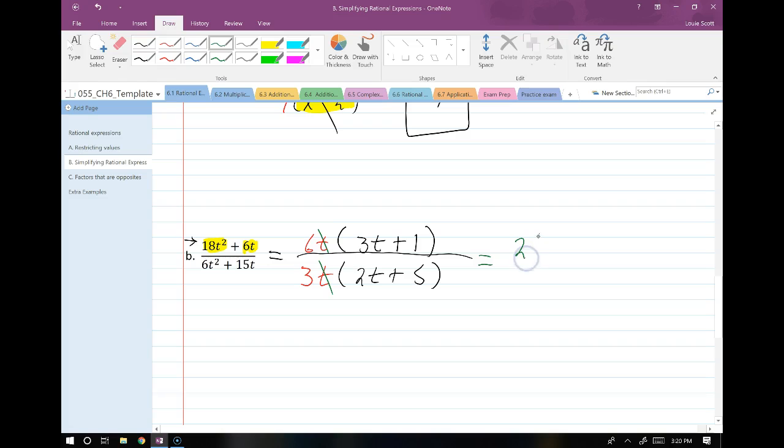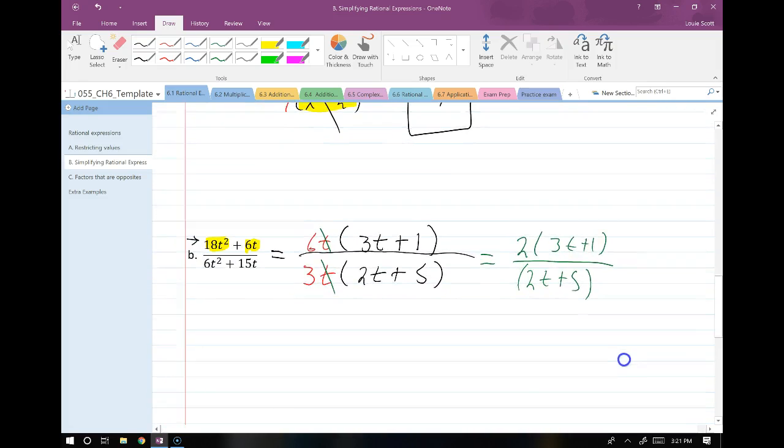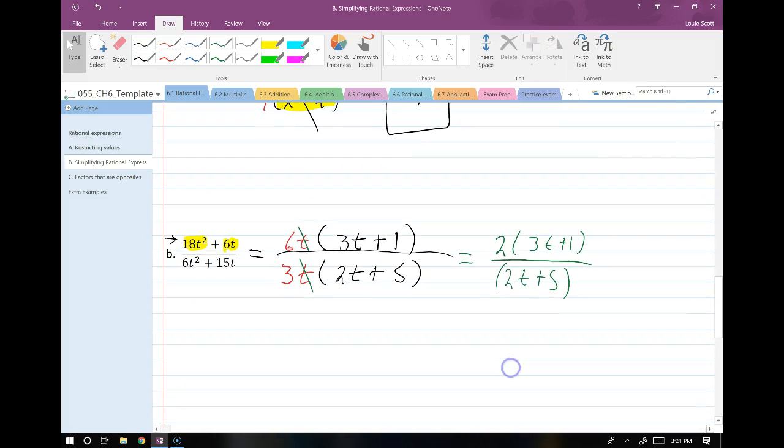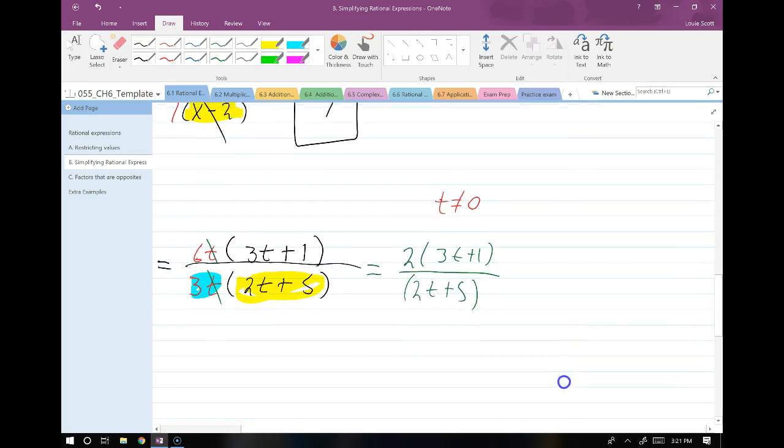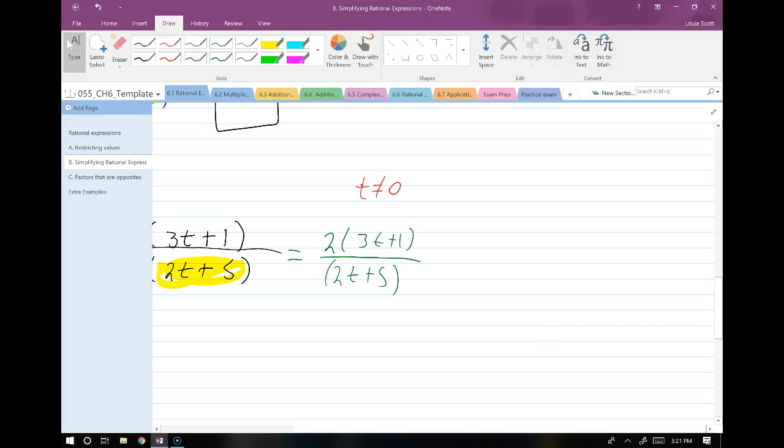So I write my 2 up top, and then I write in what's left: 3t plus 1 over 2t plus 5. Oh, and let me restrict this value once again at the end of the problem instead of the beginning. So with this one, to restrict my values, I see that in my denominator I have 2 different factors that I'm dealing with, so I need to restrict a value for each one of those. The 3t, if t were equal to 0, then the whole denominator would equal 0, so I can say t is not allowed to equal 0. And also I have 2t plus 5. I need to solve that for 0 to find out what to restrict there. So I just do that on the side.